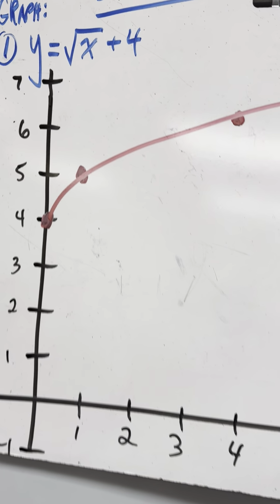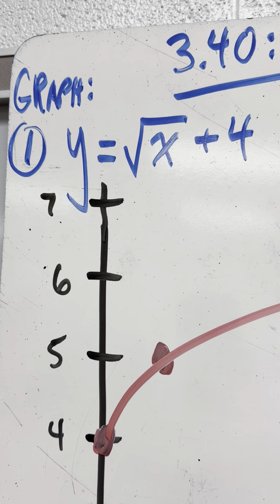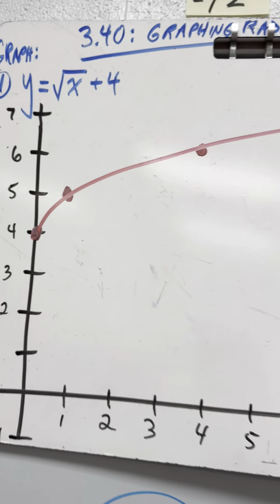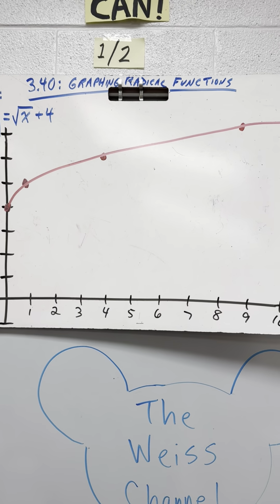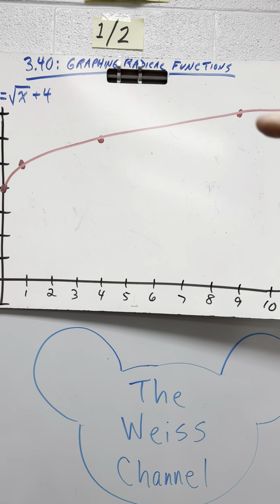And you're going to put in 9. The square root of 9 is 3. 3 plus 4 is 7. So you're going to have the point 9, 7.